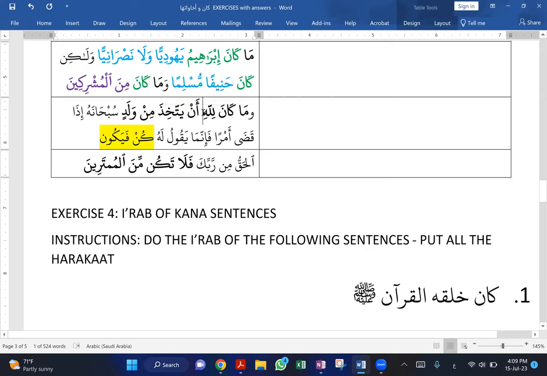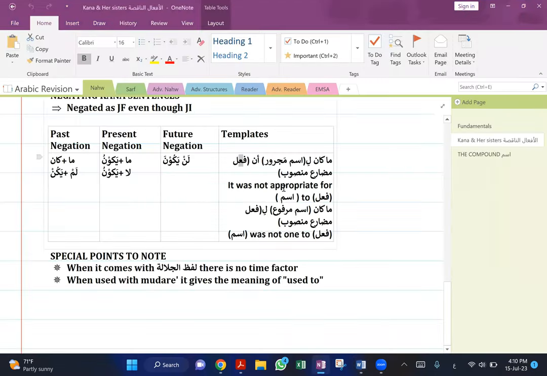But here's where I'm stuck. I'm thinking this is the ism of Kana. But I don't know if it is the jar, if it is muta'alik. Can you please show that template again, sister? Yeah, sure. So it was Li Ismail Masjid. Yeah.